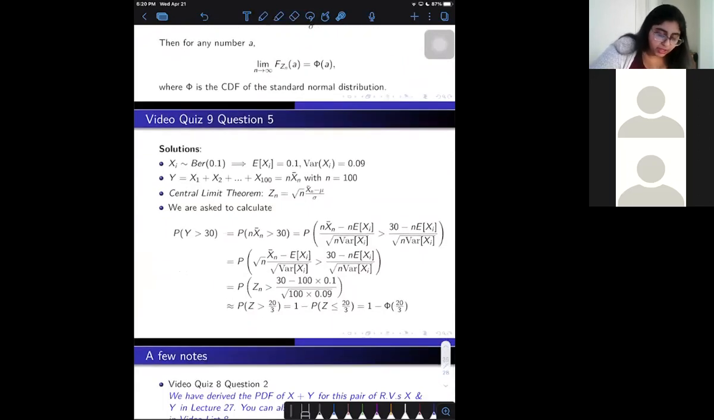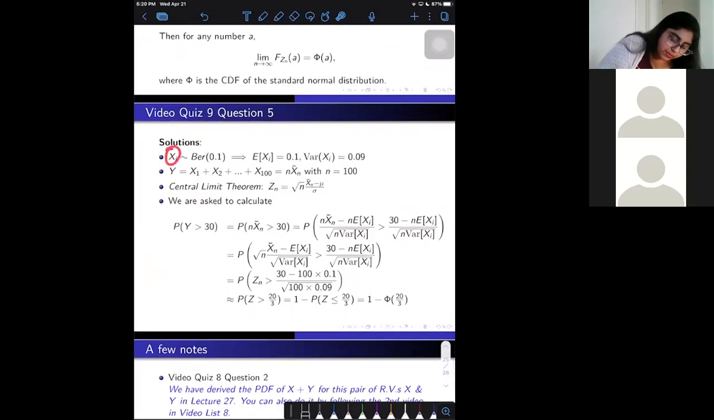Then for any number a, the limit as n goes to infinity, the CDF is just phi of a, where phi is the CDF for the standard normal distribution. If we look here, the Xi belong to Bernoulli, and the expected value of Xi is 0.1. If the expected value is this, we know the variance for Bernoulli should be 0.09.